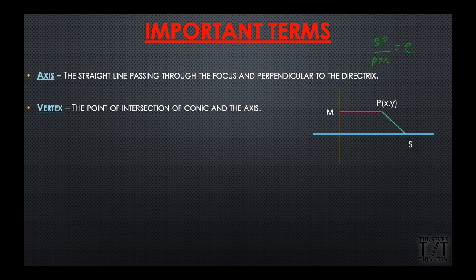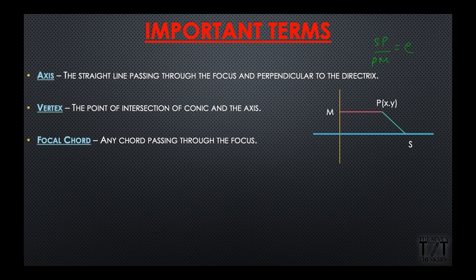The next term is vertex, the point of intersection of conic and the axis. Now, we are not taking any generalized conic over here, but we just need to remember these important terms, because when we discuss conic section in further lectures, we're going to figure out what the vertex is for a circle, for a parabola, for an ellipse, and for a hyperbola. For different conic sections, we're going to discuss the same, but in general, first we must know that vertex is any point of intersection of conic and the axis.